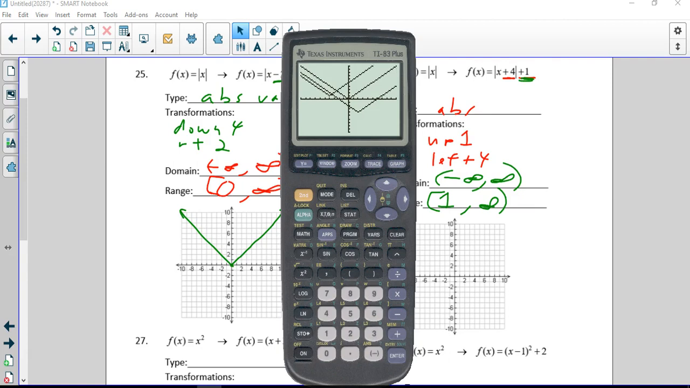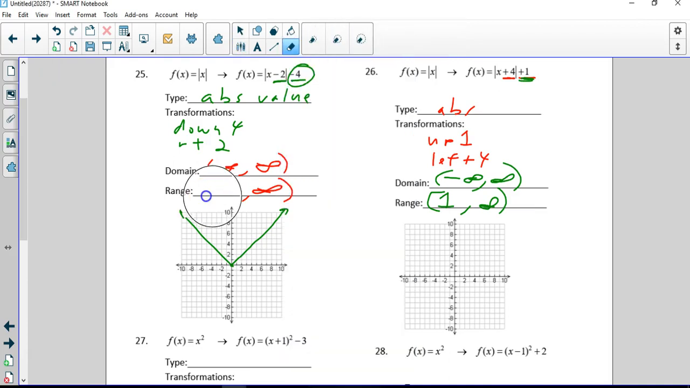So notice here, my range is going to change. Instead of being 0, which is the range start for the parent function, for this one it's not going to be 0. It's going to be negative 4. And here's a little hint. This number here tells you where the range is going to hit. That number goes right here. We'll talk about that also for decay and growth. Very important.